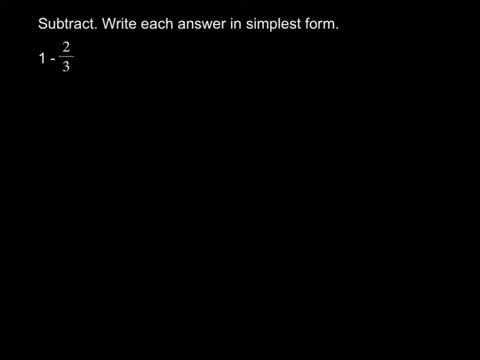Right, so first let's start with a problem here. Our directions say subtract, write each answer in simplest form. This should be a given, write each answer in simplest form. That's what we're going to do every time. So if I have 1 minus 2/3, I want to make common denominators.